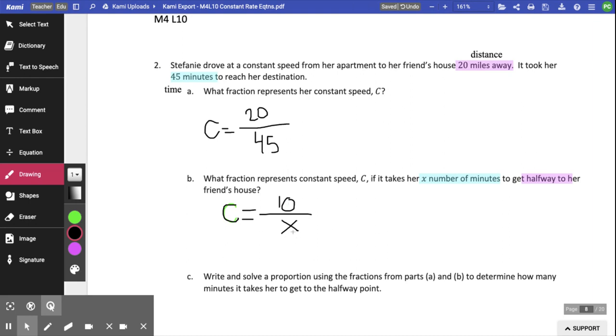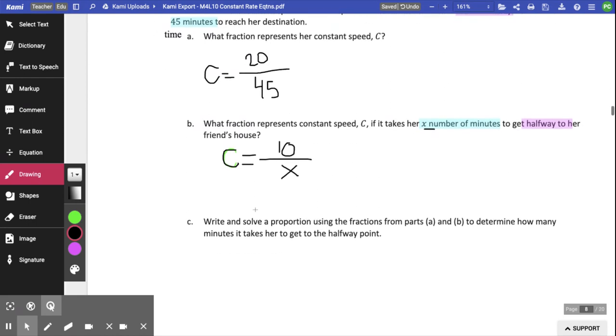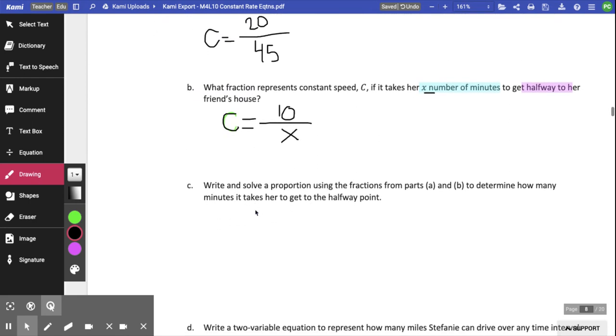So we're going to figure out x, which is the number of minutes or the time that it takes her to get 10 miles to her friend's house. That's part B. That's it. Just what is the fraction? Now, part C is where we set these equal to each other as an equal proportion, and we figure out how long will it take her to get to the halfway point. So this is where we're actually going to do cross multiplication and where we're going to solve for x, and the x is going to represent how long it takes her to get halfway to her friend's house.